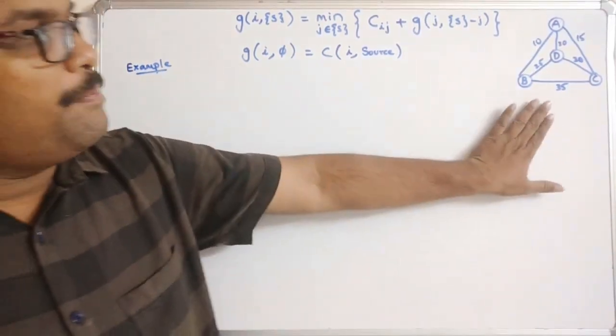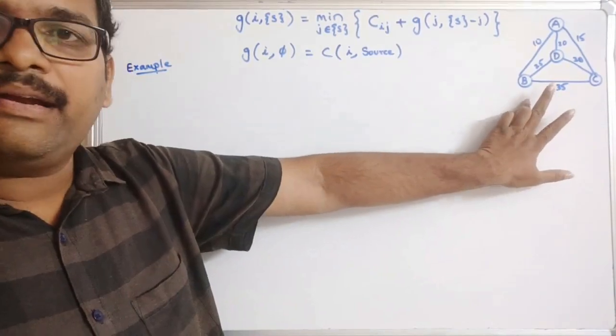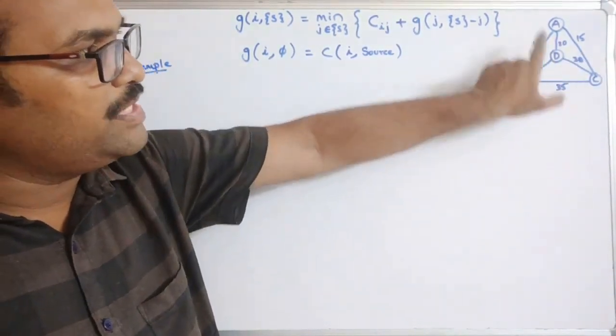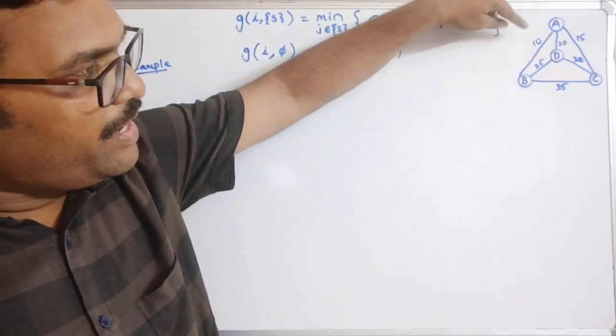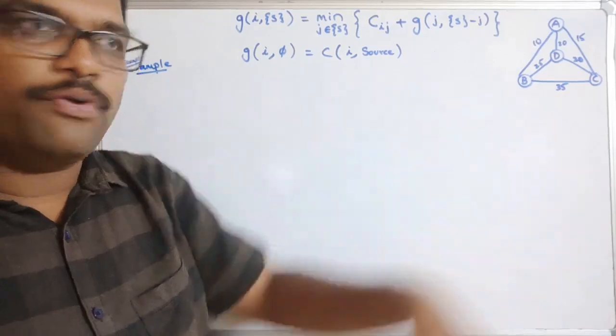So let us take this example. Okay, so this is an undirected graph. First let us check, it is an undirected graph. This is a weighted graph because for every edge there is a weight. And let us check whether it is a complete graph or not.